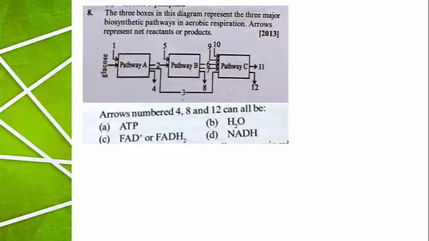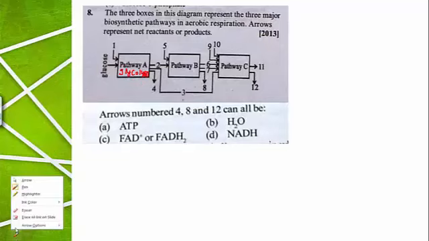The first pathway, glucose is entering, 100%. This is glycolysis, because only glycolysis can initiate aerobic respiration. Let me select another color.